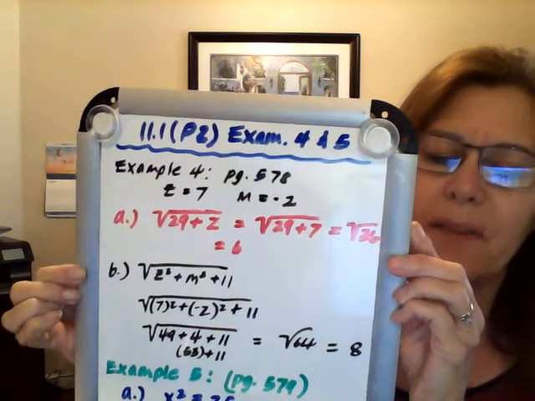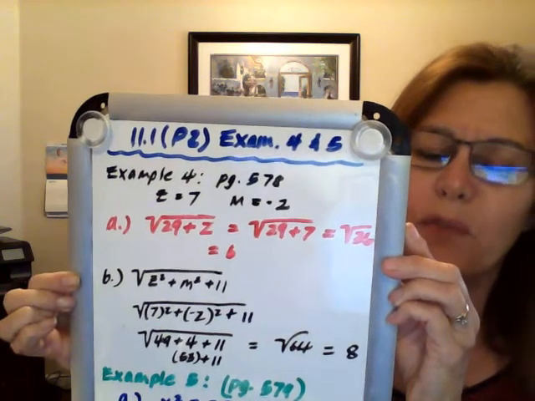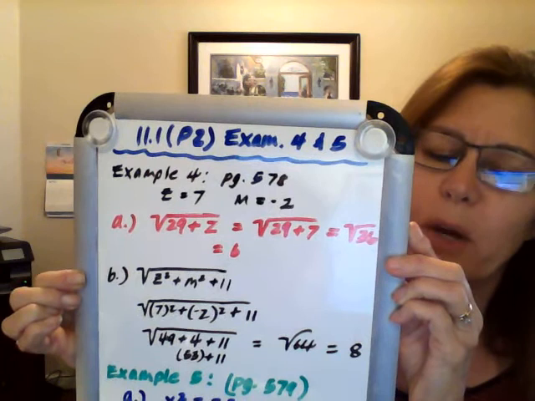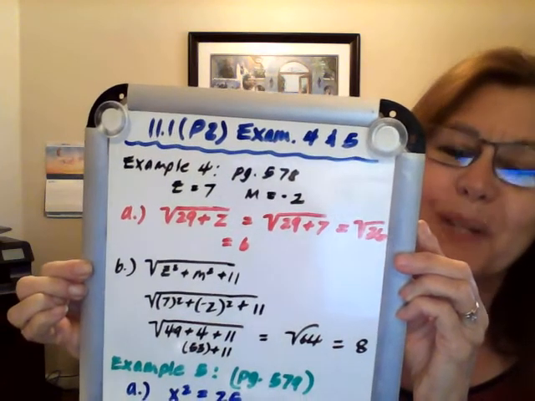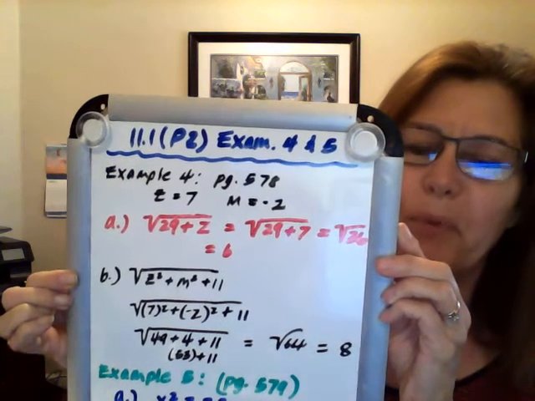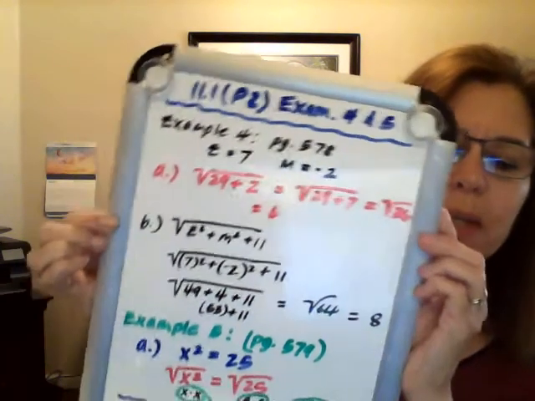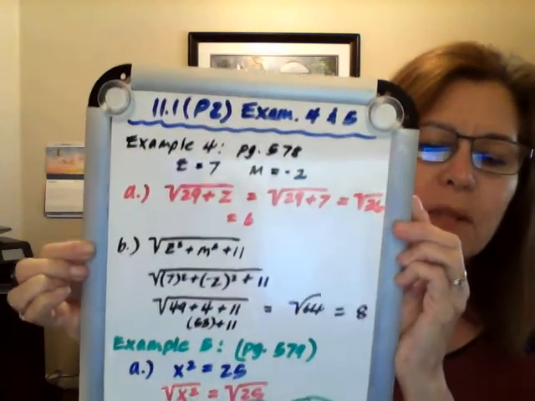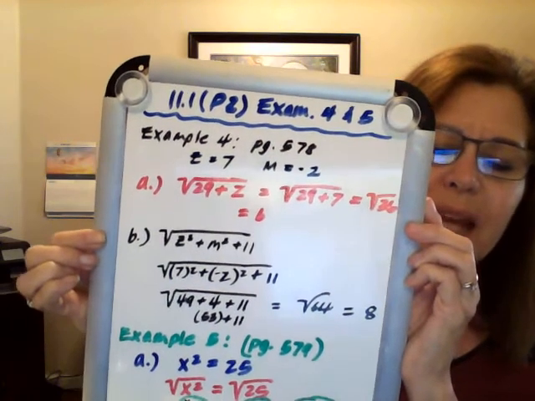53 plus 11 is the square root of 64, and what is the square root of 64? That is a perfect square, so that is 8. All right, that is example 4. Now we're moving to example 5, which is found on page 579 at the top.